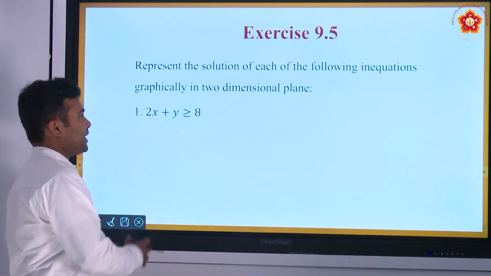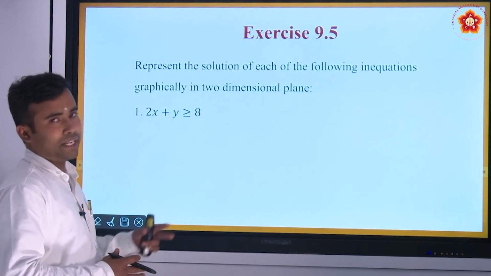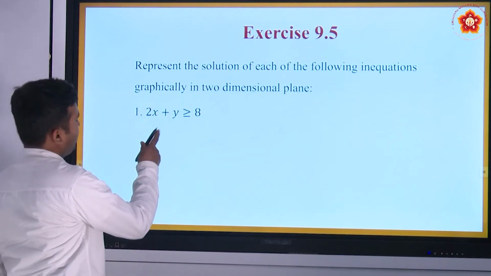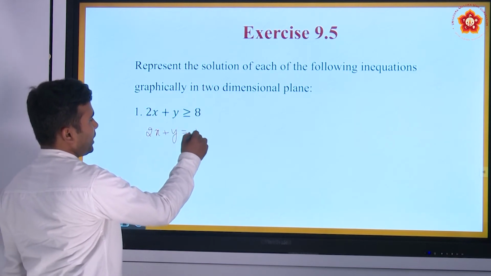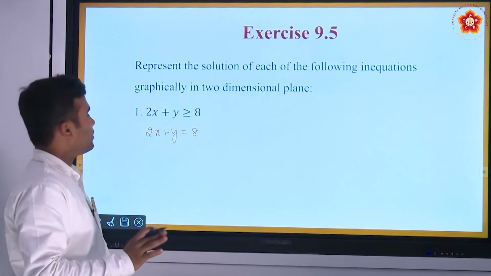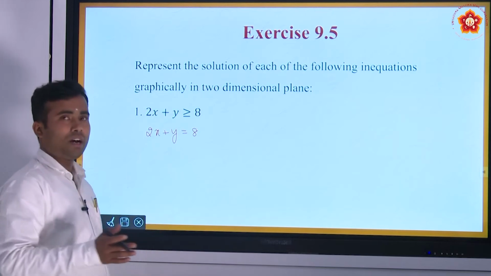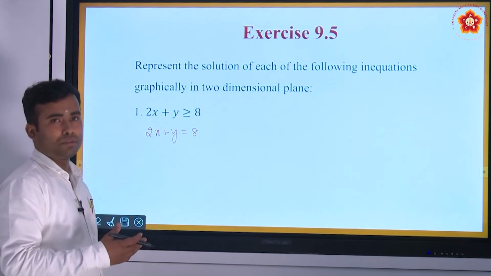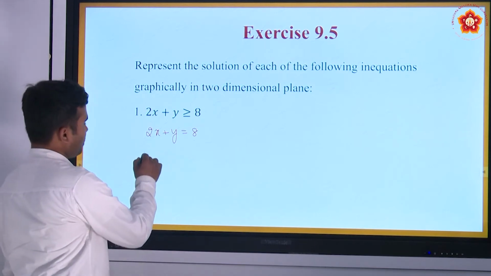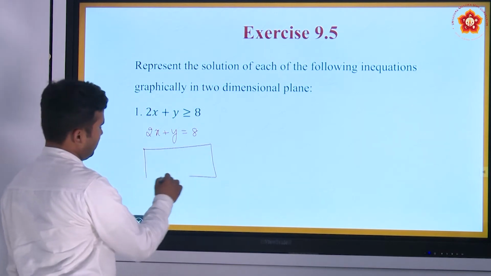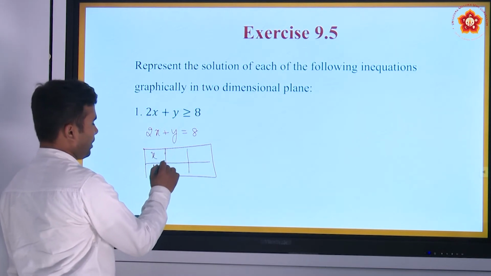So now this is an inequality and we have to find the solution of this inequality by graph. So I am going to take 2x plus y is equal to 8, like this. So this represents a line, right? Now by the inspection method I am going to draw a graph for this line. Here I am going to take this table, with x and y values.